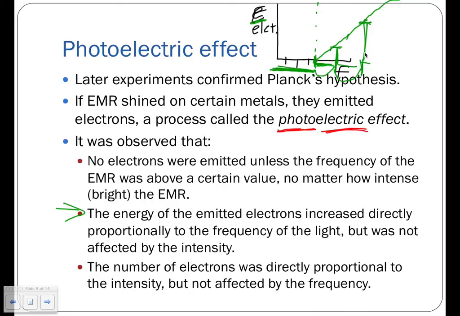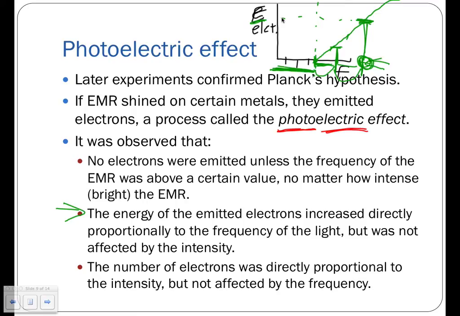But the brightness doesn't matter. So if you have light that you're shining of this particular frequency right here, and it produces electrons with this energy right here going across there, and if you then make it twice as bright, it still produces electrons of that energy. So brightness doesn't seem to have any effect on the energy of the electrons that come off.